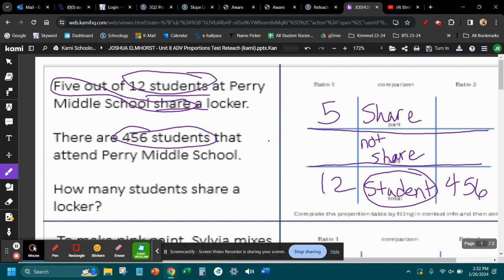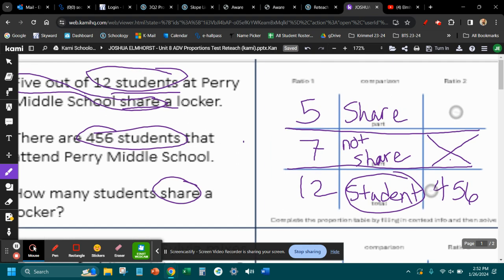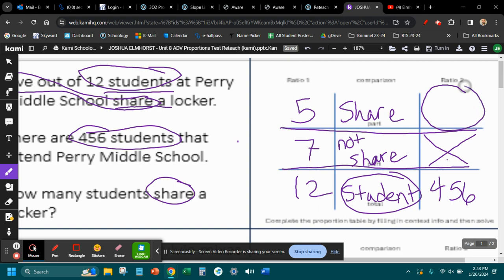All right, a little mental math. We could put 7 in here. 12 minus 5 is 7. If 5 are sharing, 7 are not sharing. So we go down to the question, and it's asking the question about sharing. So like a tic-tac-toe board, we're going to cross out the one piece of information they're not asking anything about, and then circle what they are asking about. So that is the piece of information we need to solve for this proportions table.